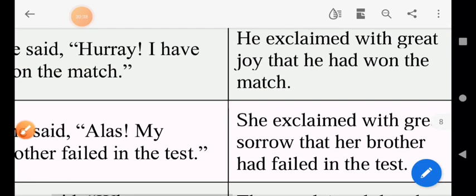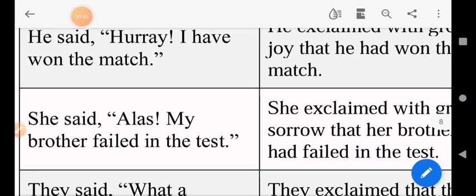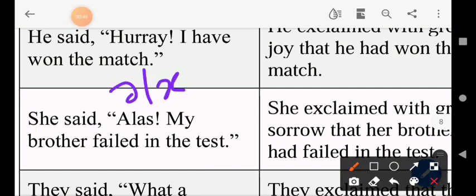And then this is another one, a sudden feeling. He said, "Alas, my brother failed in the test." Alas has second syllable stress. It is a sorrowful thing. It is sad news. It is a disappointment, a repentance, a feeling of sadness. This word indicates the meaning of alas.